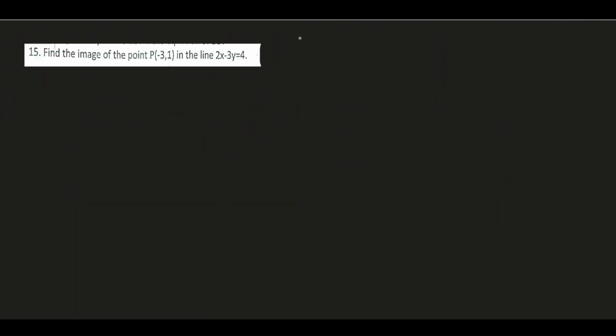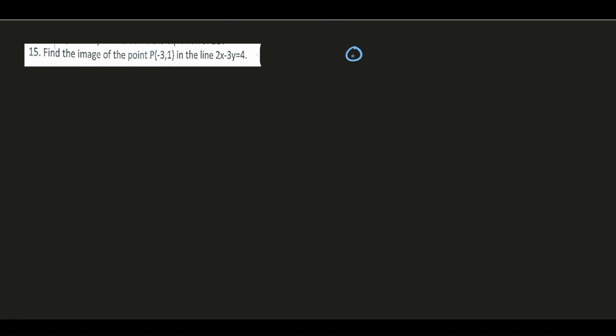So let's solve question number 15. In order to solve this question, we need to understand basic concepts in reflection. So here it is asking us to find the image of the point P. So there are some things that I will clear up first.